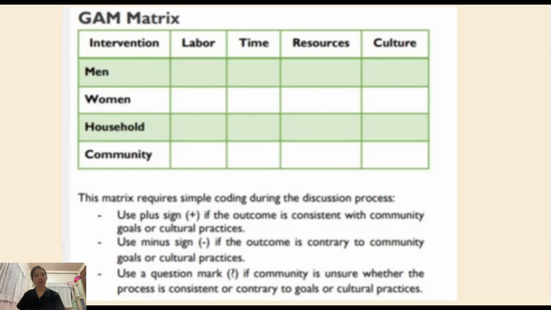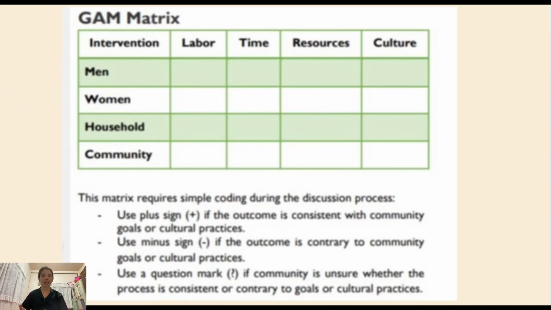So, we would be using the plus sign if the outcome is consistent with community goals or cultural practices. We will be using the minus sign if the outcome is contrary to the community goals or cultural practices. So, we will be using the question mark if the community is unsure whether the process is consistent or contrary to goals or cultural practices.